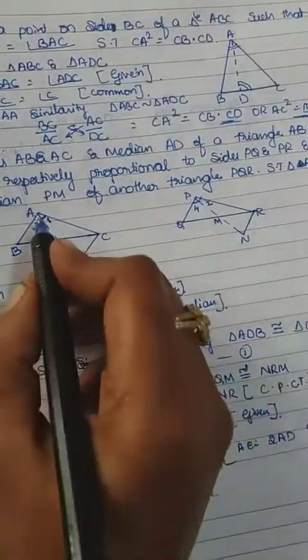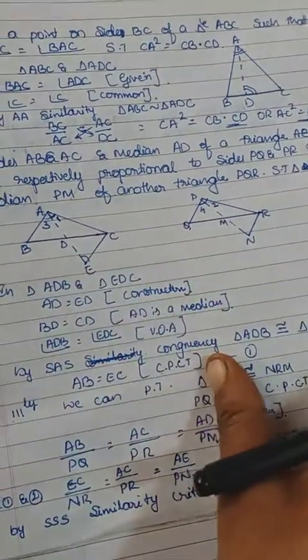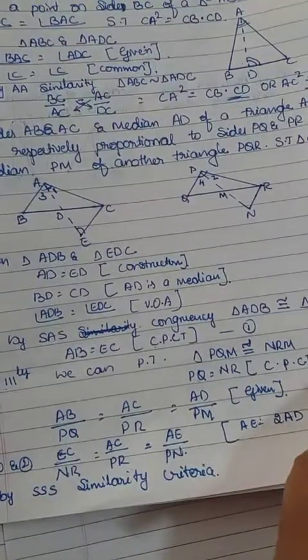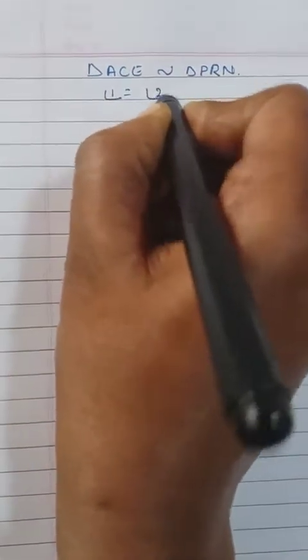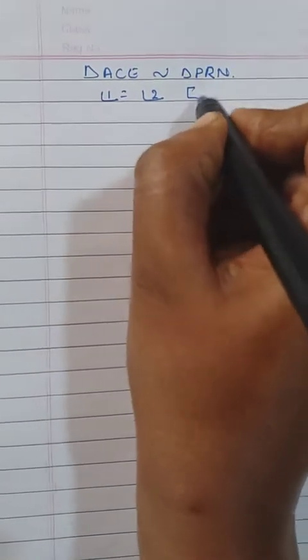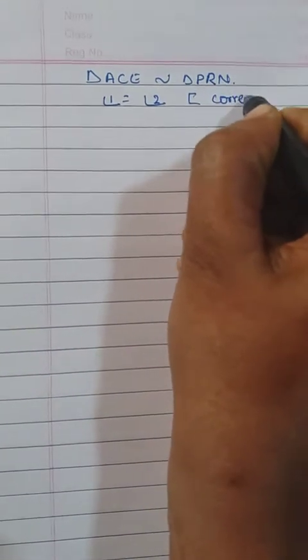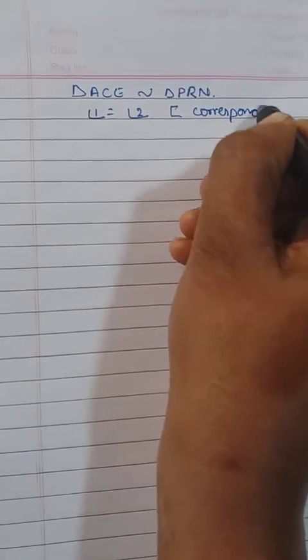Why? Corresponding angles of the similar triangles. If they are similar, their corresponding angles are also equal. So that's why we can take angle 1 equals angle 2. Why this should be? I am writing here: corresponding angles of similar triangles.